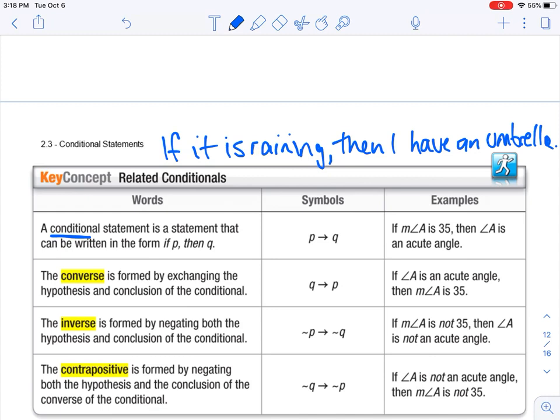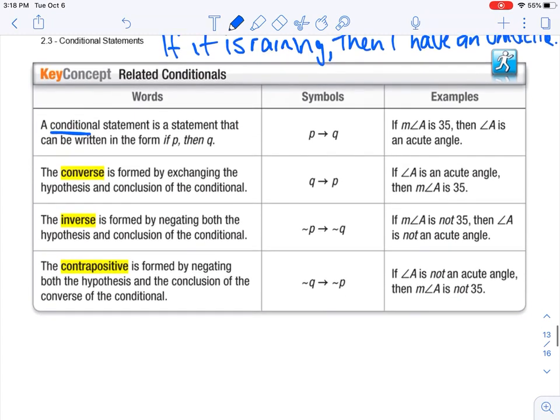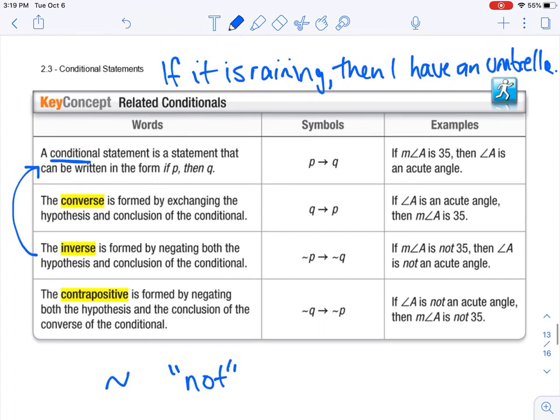My inverse is formed by negating. Now it'd be good to note that the squiggly line means not, or the negative, okay? Both the hypothesis and conclusion of our original conditional. So it's based off the conditional. So this one would become, if it is not raining, then I do not have an umbrella.